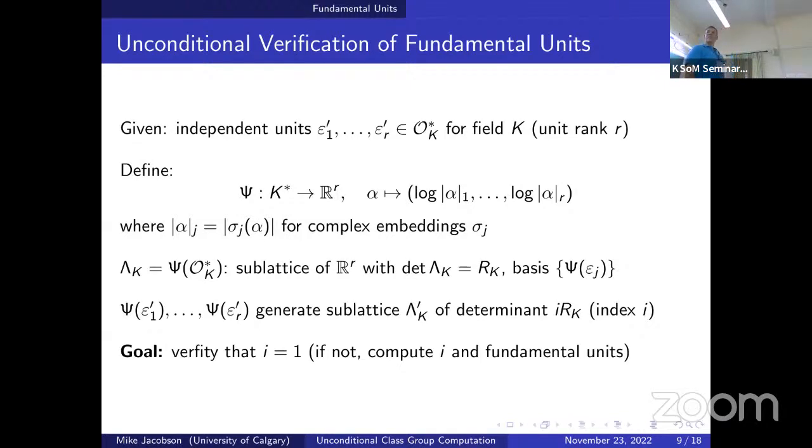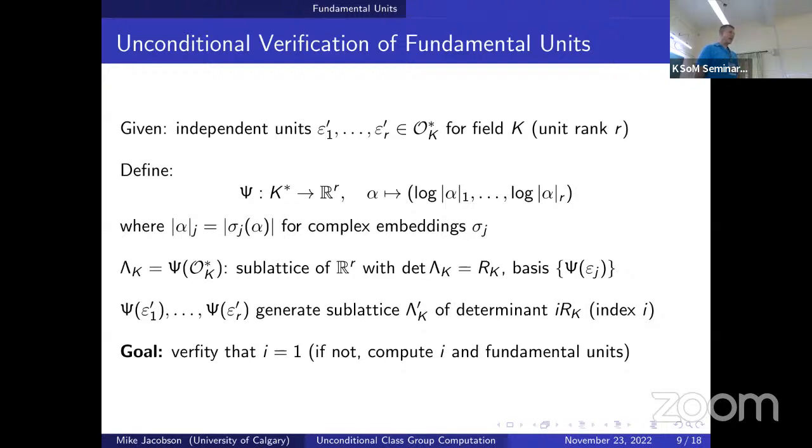So if you apply that log map to the unit group, you get a sublattice of R to the dimension r, and the determinant of the fundamental domain of that lattice is what the regulator is defined to be, roughly speaking. And a basis for that is what you get when you apply the log map to your fundamental units. What we have from our input is these units epsilon 1 prime through epsilon r prime. I don't know whether they're fundamental. What I do know is that if I look at those under the log map, they generate a sublattice of this whole thing of finite index.